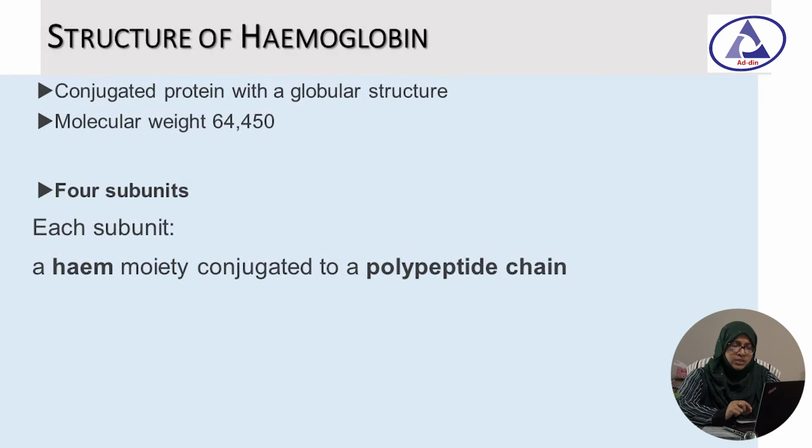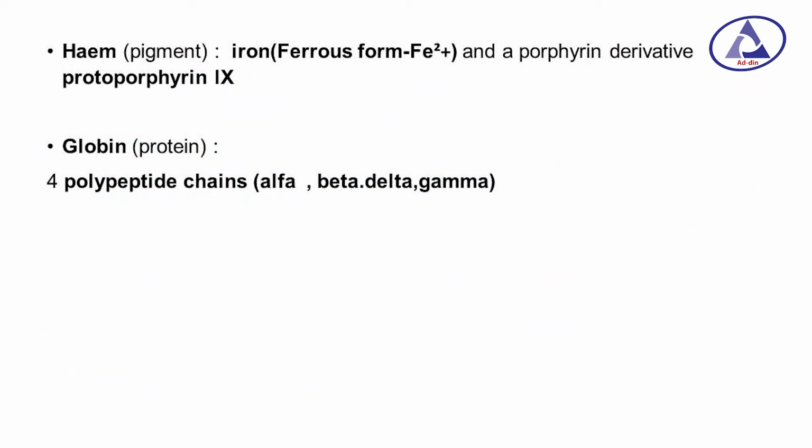Structure of hemoglobin is a conjugated protein with globular structure, and its molecular weight is about 64,450, and it has 4 subunits. Each subunit has a heme moiety conjugated to a polypeptide chain: heme and globin portion. The heme portion is the pigmented portion. It contains iron and a protoporphyrin derivative, that is protoporphyrin 9, and the globin portion is the protein portion. It has 4 polypeptide chains that are alpha, beta, gamma and delta.